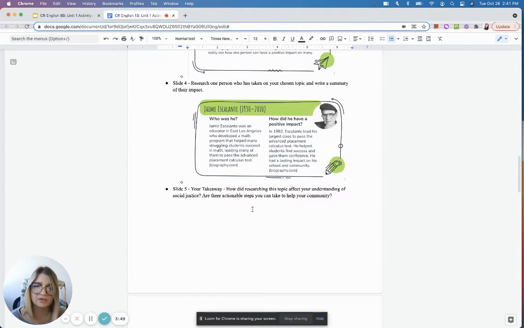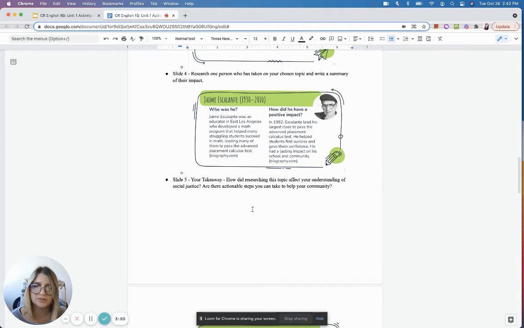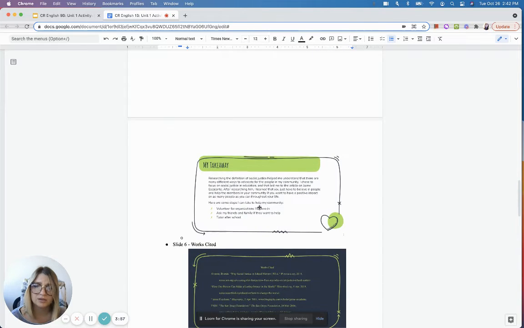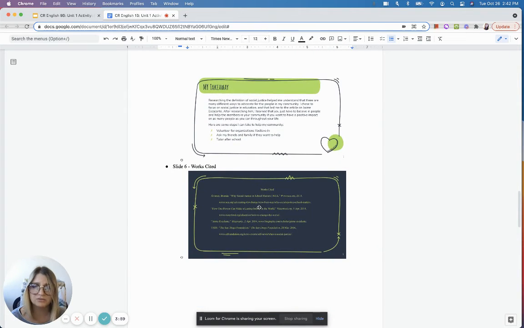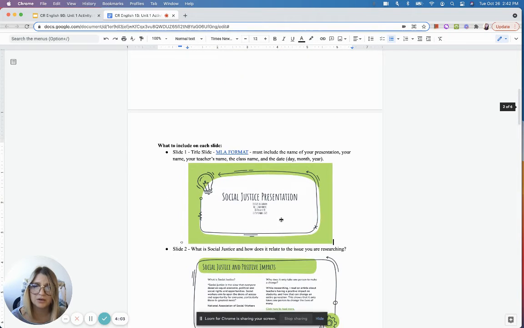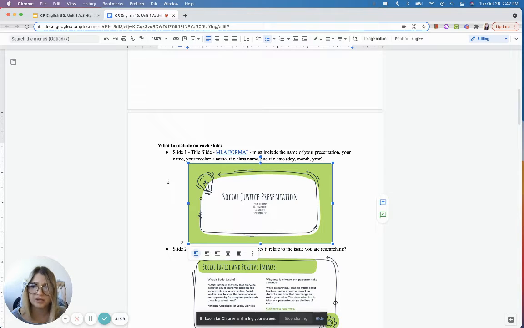And then slide 5, your takeaway. How did researching this topic affect your understanding of social justice? Are there actionable steps you can take to help your community? That's going to be your takeaway. The last thing you're going to include is your works cited page. Again, you can go up here to the MLA format website. That will also show you how to create a works cited page. Let's now look at the sample presentation.